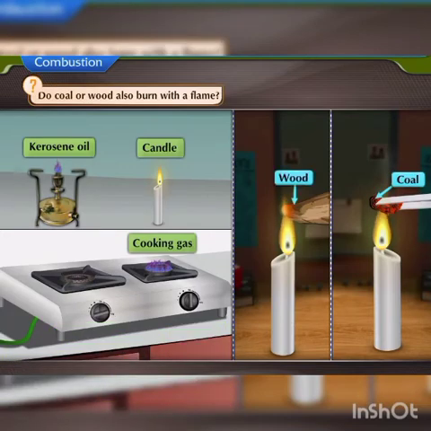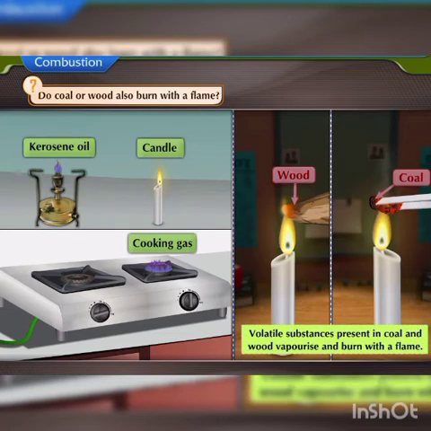Do coal or wood also burn with a flame? No, they do not. Coal and wood only produce a red glow when burnt. Why does this happen? This happens because coal and wood contain some volatile substances which vaporize and burn with a flame in the beginning. When all the volatile substances present in coal and wood get burnt, then the remaining coal or wood only produces a red glow and gives heat without producing any flame.